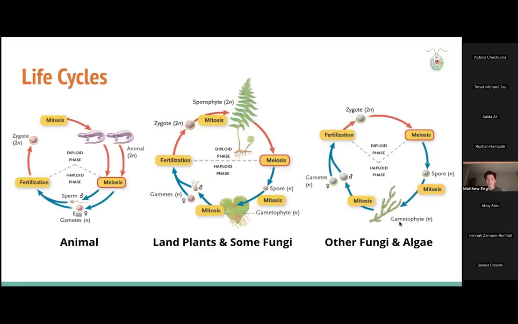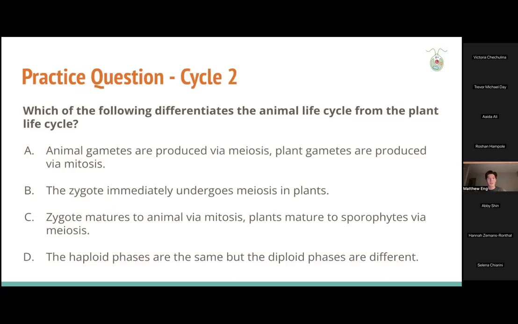And so as long as you can understand how these different cycles are related to each other, which phase is diploid, which phase is haploid, and then what kind of division happens at each point, you should be good. Once you start thinking about these and practicing questions, it'll be easier to understand these relationships. And so let's do one practice question for that real quick. Next slide, please. Perfect. So which of the following differentiates the animal life cycle from the plant life cycle?